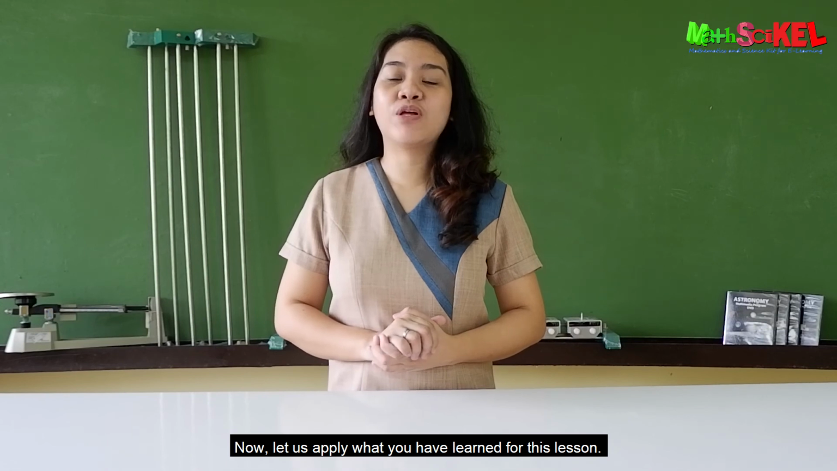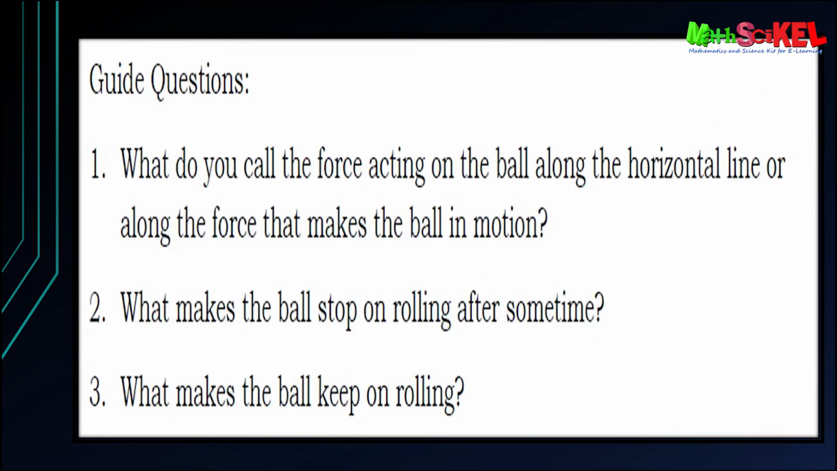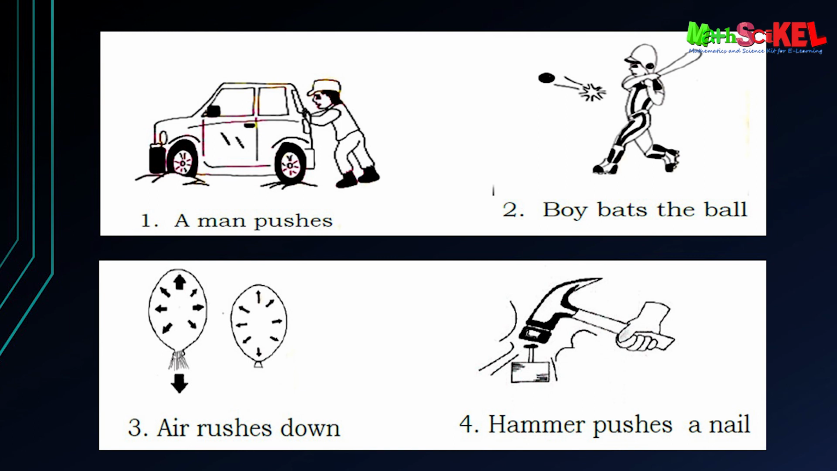Now, let us apply what you have learned in this lesson. For learning task number 1, identify if the situation shows balanced or unbalanced force. Write your answer in your notebook. For learning task number 2, study the diagram above. Answer the guide questions. For learning task number 3, examine the pictures below. Tell whether there is balanced or unbalanced force in each situation.